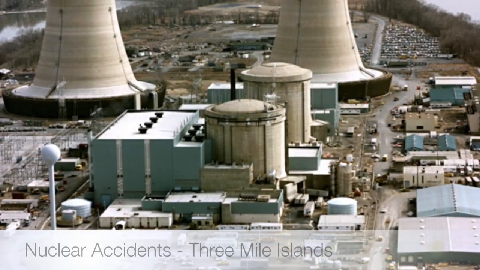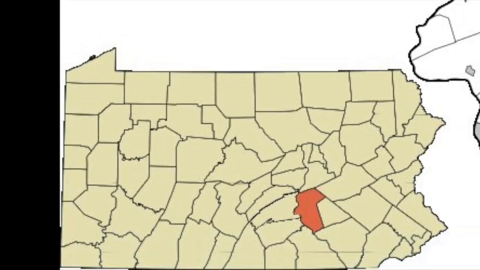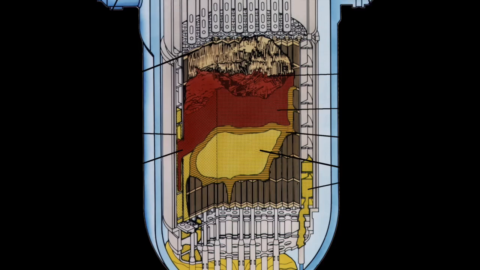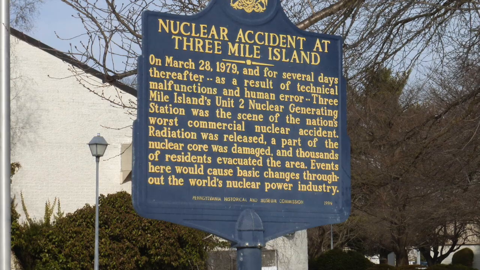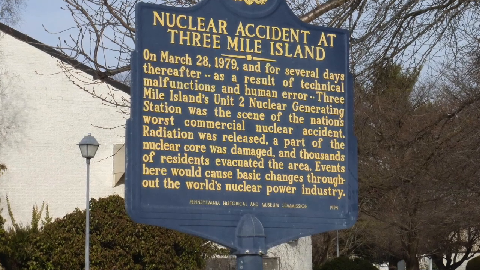On March 28, 1979, one of the 3 Mile Island reactors in Middletown, Pennsylvania, had a partial meltdown. At the time of the accident, it was the most severe nuclear accident in U.S. history.